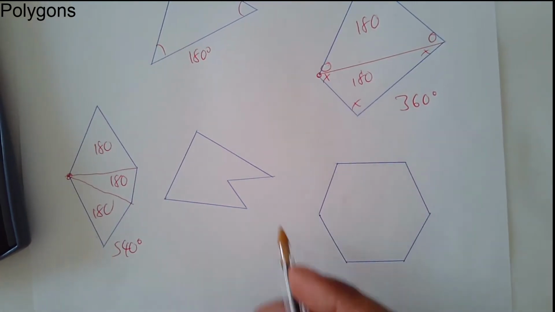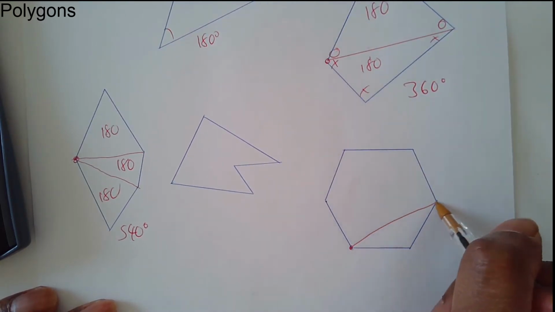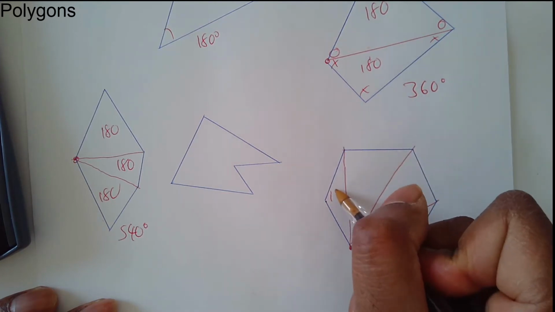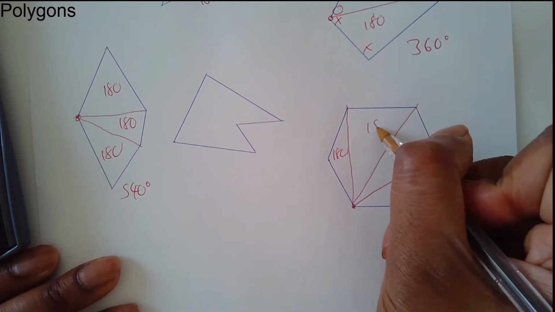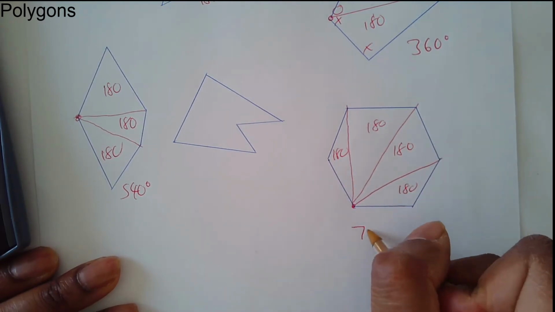Six-sided shape. Choose any point and then split it up. So add this, that's 720 degrees.